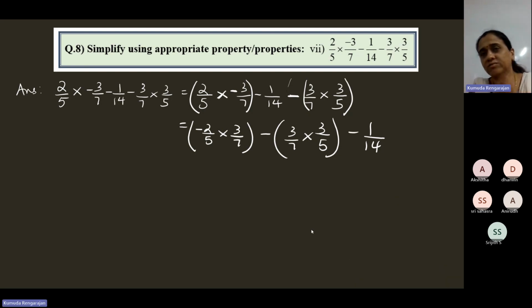See, I'm pausing so that you can ask me if you have any questions. Yeah, anybody? Please ask me. Okay. I've just put this minus sign for 2/5. So minus 2/5 into 3/7. And then this bracket, disable your mic. This bracket, I've just exchanged the places. These two numbers I've just exchanged the places.